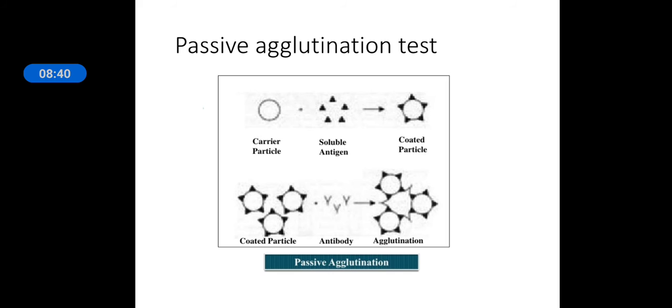An application is that this test is used for the diagnosis of rheumatoid arthritis. So here, actually, we are using a carrier particle for the antigen, and that will help in converting the precipitation reaction into an agglutination reaction. So it will make the reaction more sensitive.